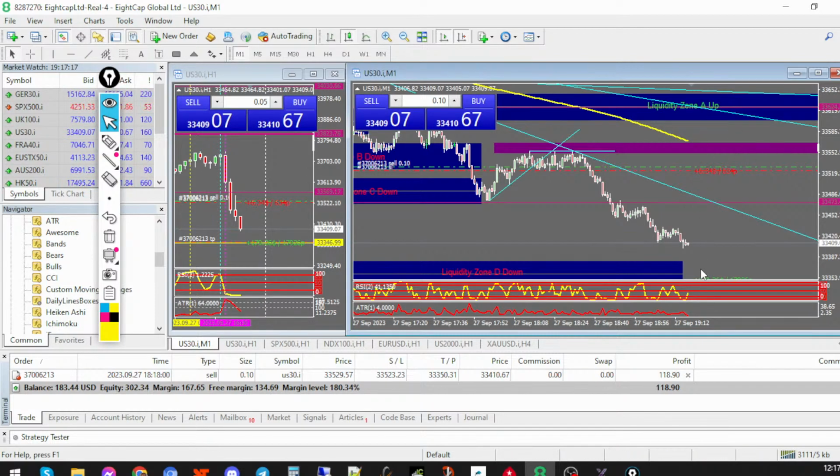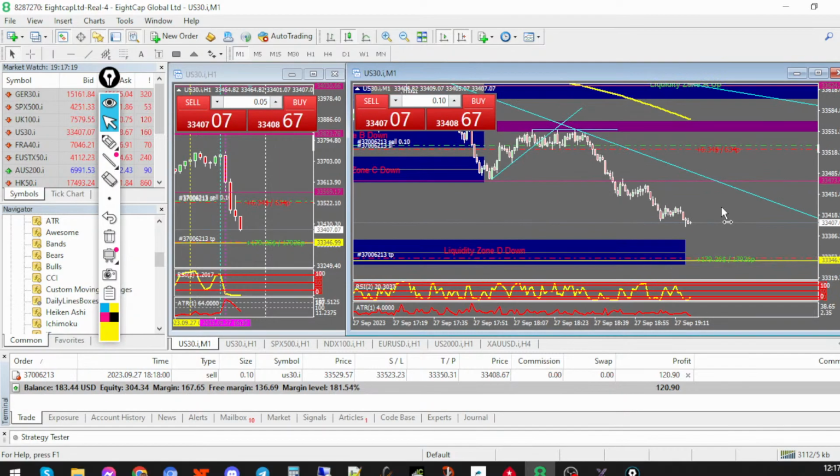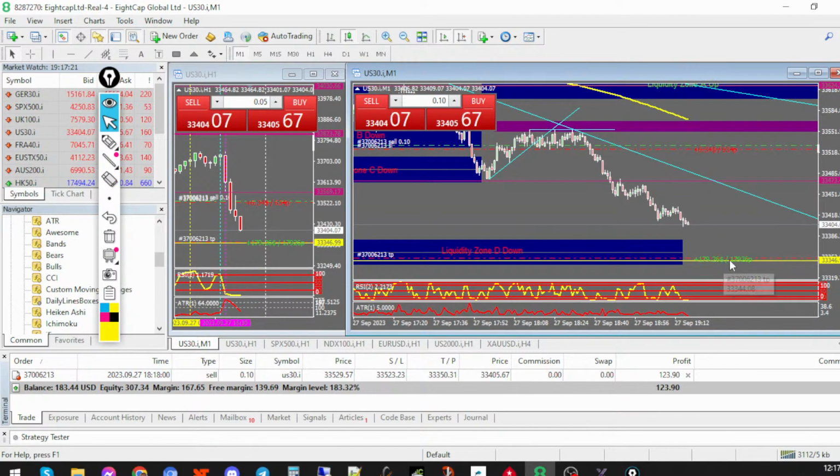Price is coming down nicely. Looking for this target zone here inside of my D zone. This D zone is telling me this is the end of where that price is expected to go. So price is expected to get into this area and reverse. It could reverse a little bit early from the area. It happens sometimes, right? It happens.